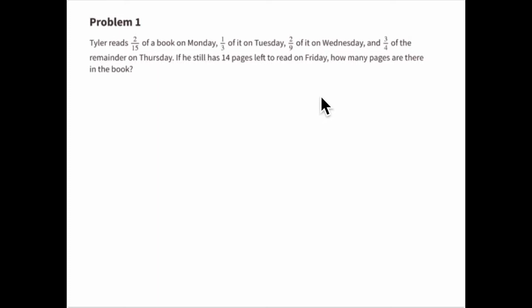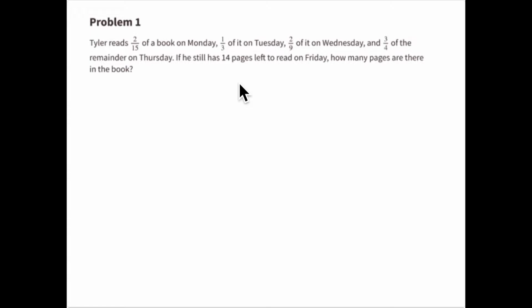In problem number 1, you have to figure out how many pages are in a book if Tyler read these fractions of the book on Monday, Tuesday, Wednesday, and then Thursday he read 3/4 of the remainder of the book, and then on Friday 14 pages were left to read.